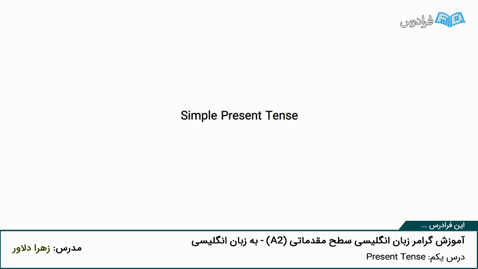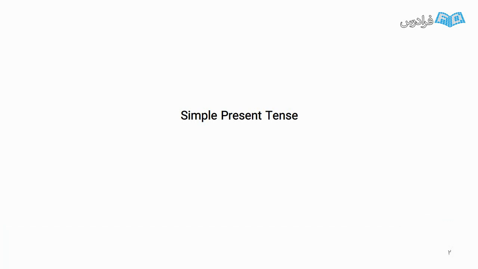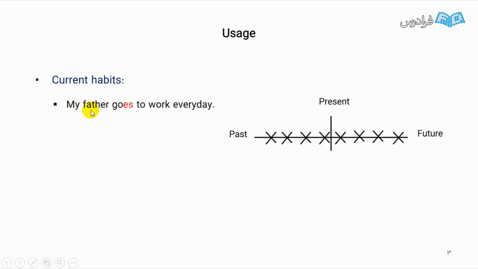Simple present tense. We have talked about present tense in A1 grammar. We talked about affirmative and negative sentence forms and yes/no questions. Now let's review some usage. We use simple present tense to talk about current habits. Look at this example. My father goes to work every day.